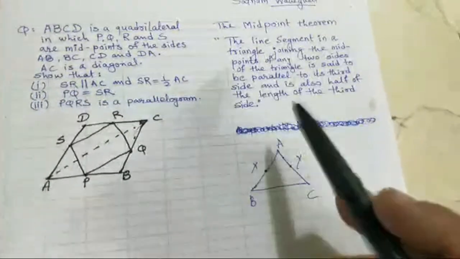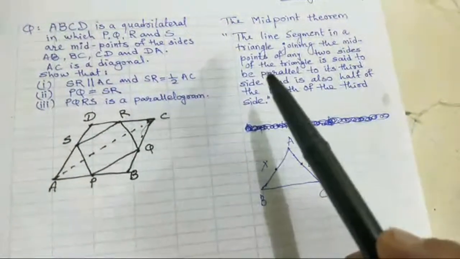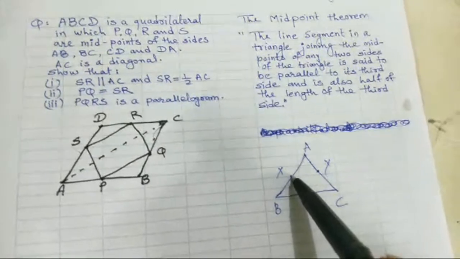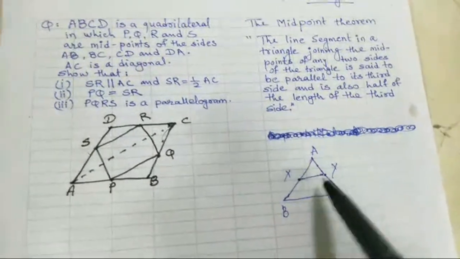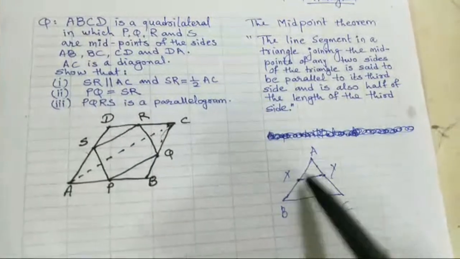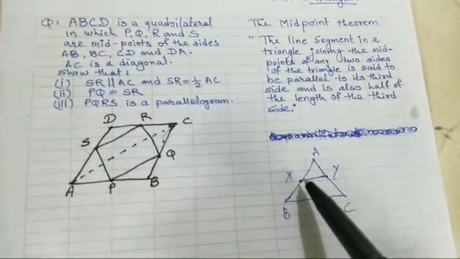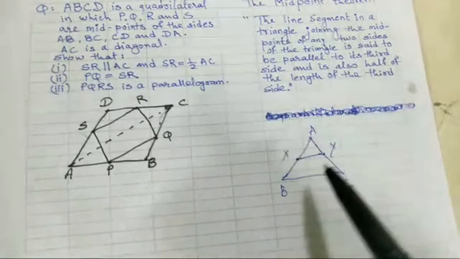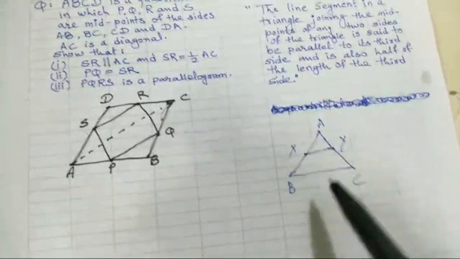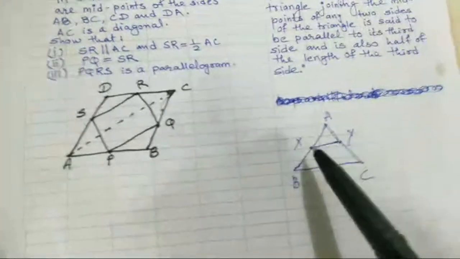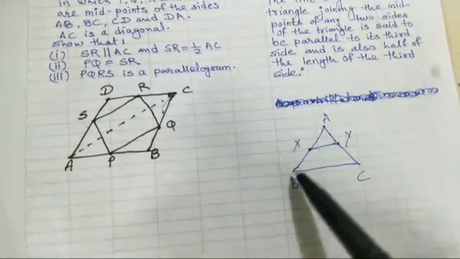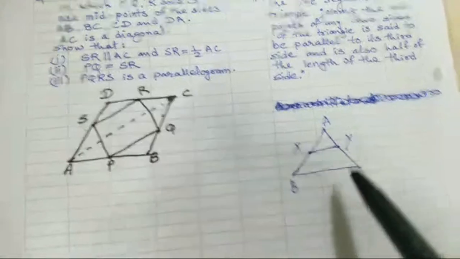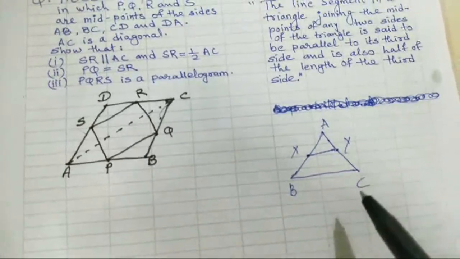So the line segment joining the midpoints of any two sides of a triangle is said to be parallel to its third side. If we take AB and AC, any two sides and their midpoints, the line segment joining them, XY, is always parallel to the third side. The third side here is BC. So if you take X and Y as the midpoints of these two sides, the line segment which joins XY will always be parallel to BC.